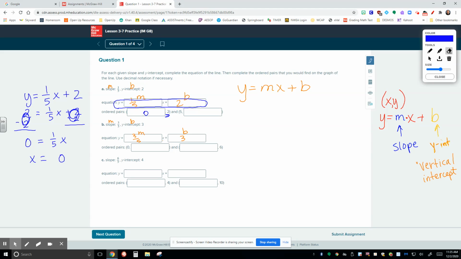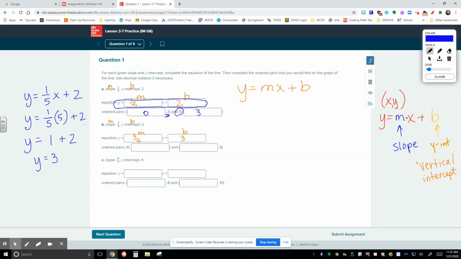Now, how do I find the other one when x is 5? Well, the same thing. I use substitution, and then I solve the equation. So when I substitute this time, I'm not substituting for y, because this time I have an x coordinate. y is equal to 1/5 of the x coordinate 5 plus 2. And then I simplify. 1/5 of 5 is 1. 1 plus 2 makes y equal to 3. And there's my value.